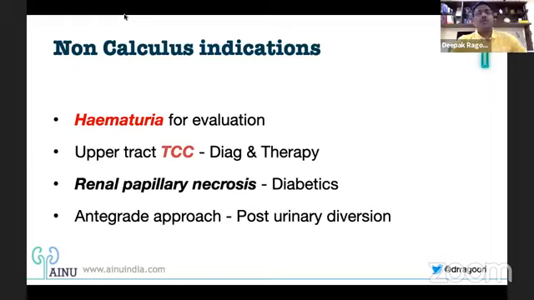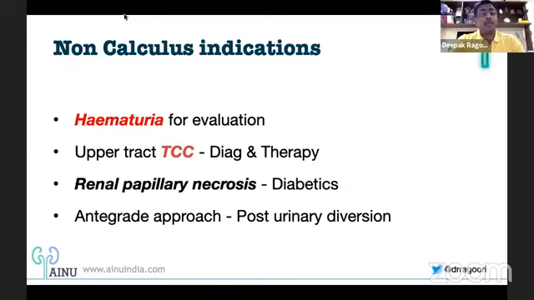And flexible ureteroscopy isn't necessarily only for stones. The non-calculus indications are equally important, like hematuria for evaluation, and upper tract TCC for diagnostic as well as therapeutic purposes, where sub-centimeter upper tract lesions are treated by laser themselves.